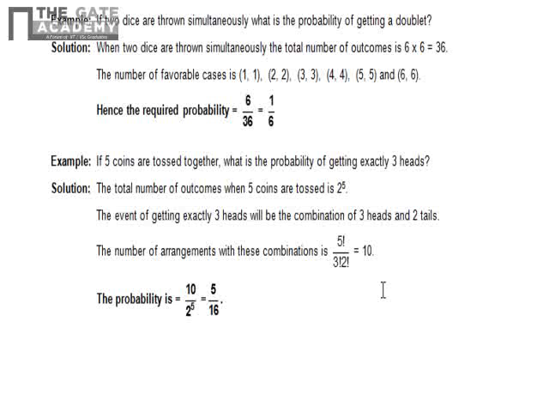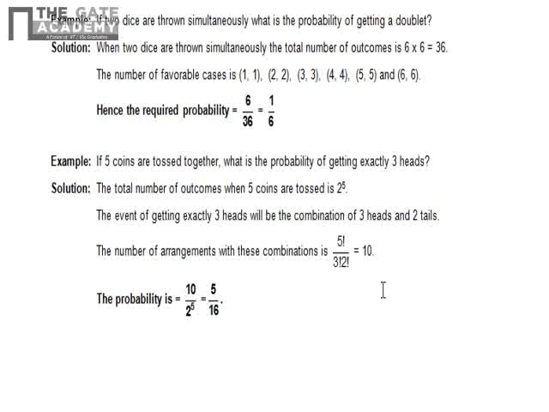If 5 coins are tossed together, what is the probability of getting exactly 3 heads? Now we know the generalized formula for n coins. So if 5 coins are tossed together, the total sample space will be 2 raised to 5, that means 32. The event of getting exactly 3 heads will be a combination of 3 heads and 2 tails. The number of arrangements with this combination is 5 factorial upon 3 factorial 2 factorial.